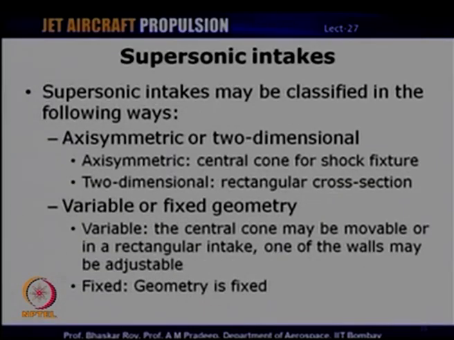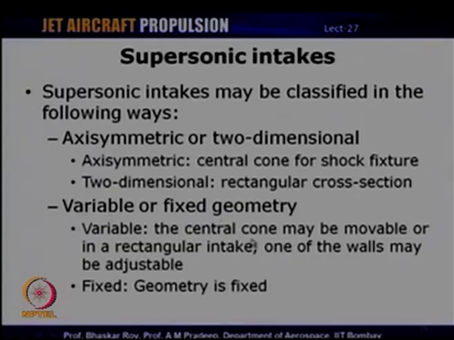Now, let us take a look at what are the different types of supersonic intakes. You can classify supersonic intakes in different ways. One way of classifying is axisymmetric or two dimensional. Axisymmetric intakes usually involve the presence of a central cone or a spike, which is basically meant for fixing the shock location. Two dimensional intakes have rectangular cross sections. I have already shown you some examples of two dimensional intakes or engines which use two dimensional geometries or rectangular cross section. Another type of classification is variable or fixed.